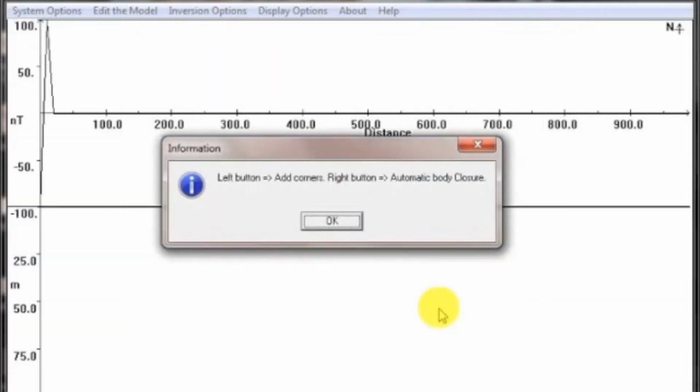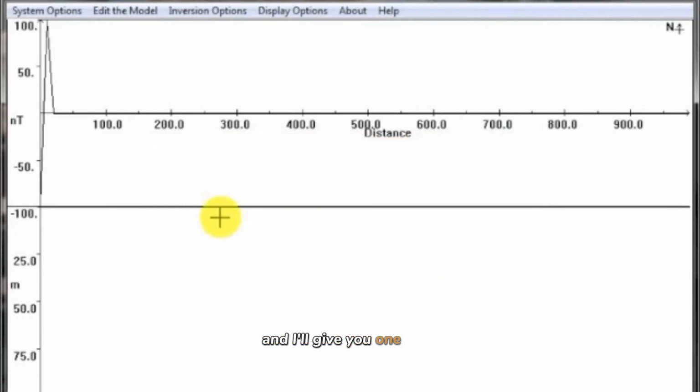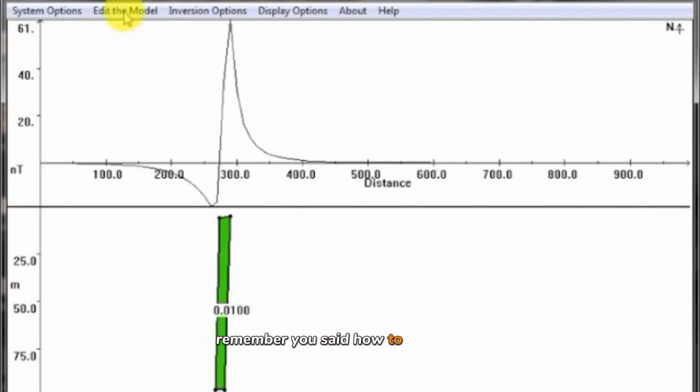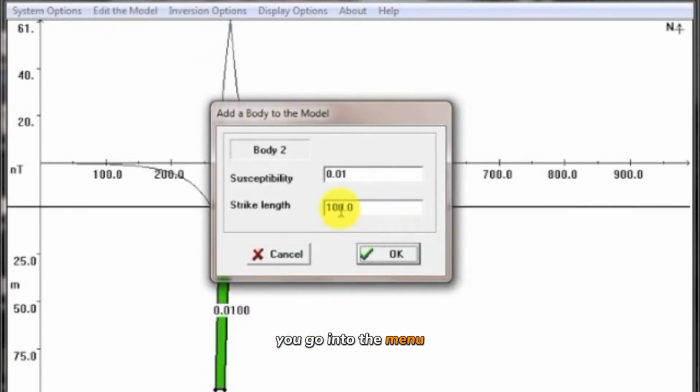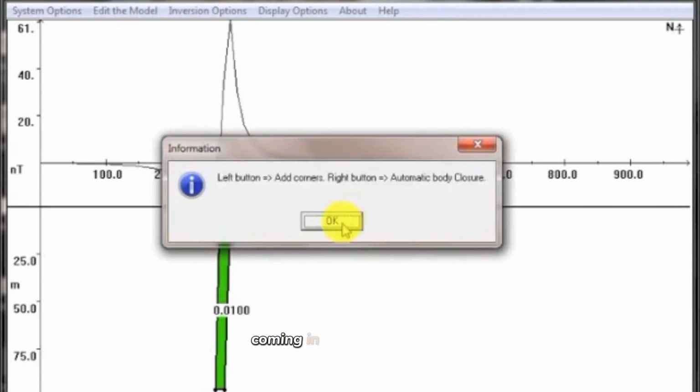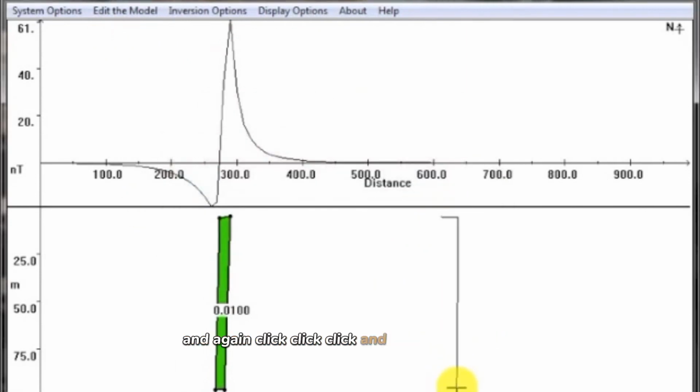And click OK. And now again, it says click, click, click, and then right click to close your body. So give me one dyke and the second dyke. Remember we said how to add a body. You go to the edit menu. And you want a strike length of about 1,000 coming in and out of the board. And again, click, click, click, and right click to close.